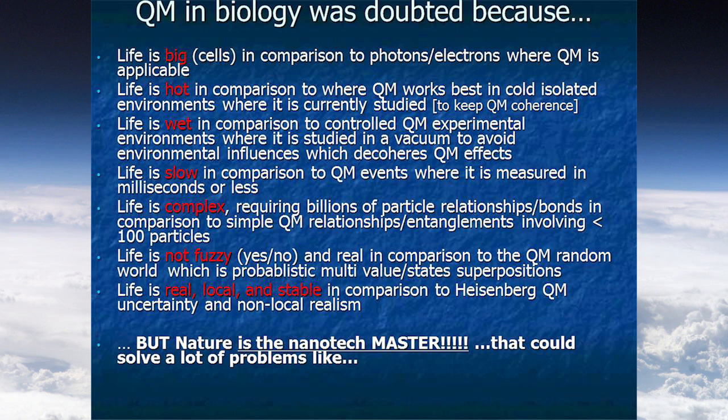Living systems are relatively hot compared to physical systems. 36.6 Celsius, 310 Kelvin or so, is very large. Physical experiments typically occur at very low temperatures to maintain precision and avoid thermal noise.